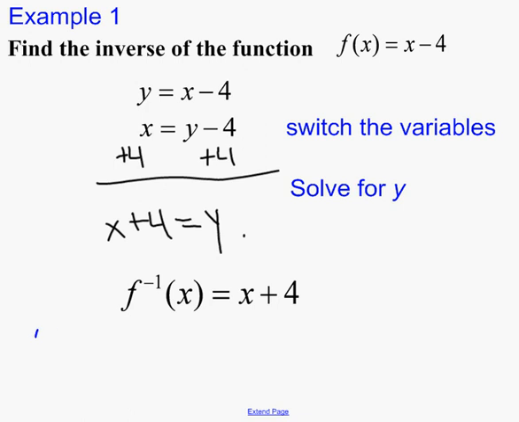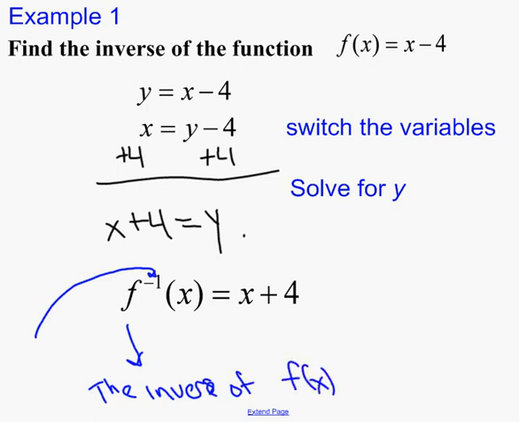Just so you know, this is how you write the inverse of f of x: f raised to the negative 1 power, parentheses x. This is just another way of saying the inverse of f of x. Okay? It's just notation. It's just a way to say the inverse of f of x.